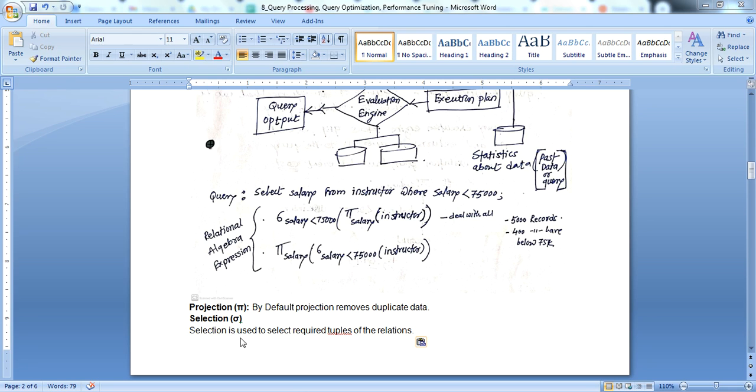Now selection: select is used to select the required tuples of the relation.